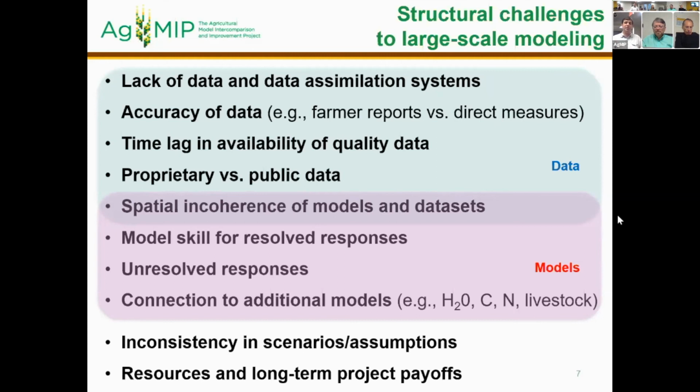And then finally, of course, it goes without saying that having resources to do modeling and make it all useful can be a structural challenge. And in some cases, there's also a challenge between the time frame of the project and the payoffs in terms of when you might see the benefits of what you've found. So you could also think of this a little bit of the research to applications pipeline being a challenge.